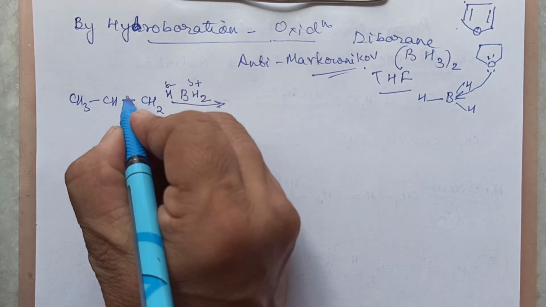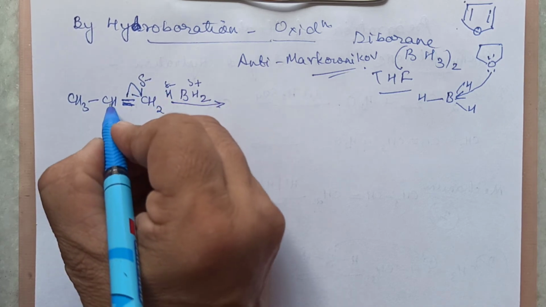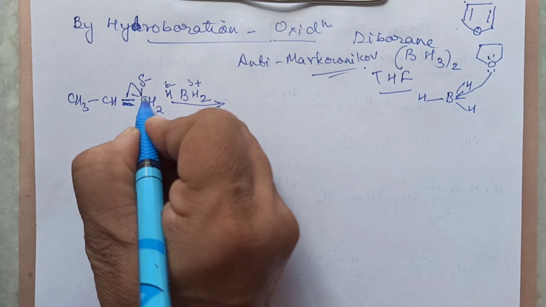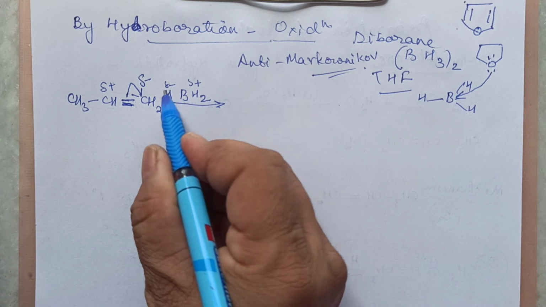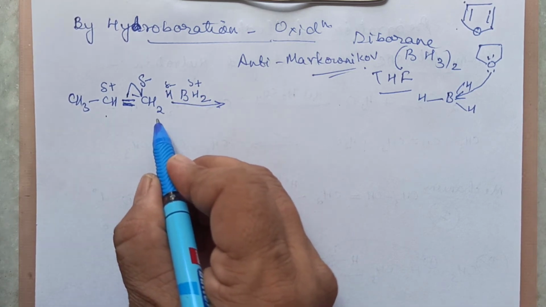BH2 will add on. So when this comes here, this carbon will get a partial negative charge, and this carbon is losing the pi bond because this is going the other side. This gets a positive charge. So this HBH2 will add on like this. H will add here, BH2 will add here.